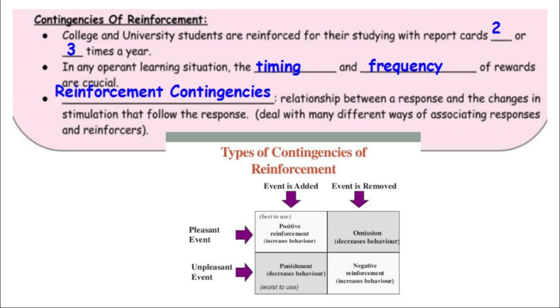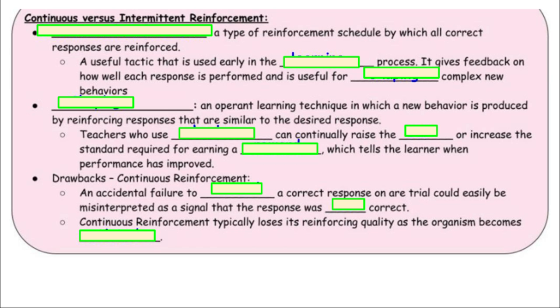So, they deal with many different ways of associating responses and reinforcers. As we go along, we're going to talk about positive reinforcement and negative reinforcement. But we're also going to get into talking about negative punishment or omission training and positive punishment as a way to talk about how we're going to reinforce. So, continuous versus intermittent reinforcement.